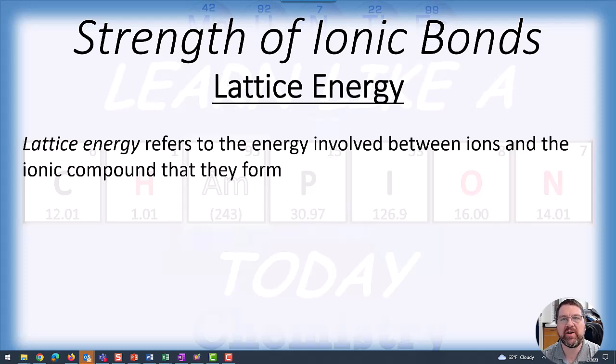And so if you think about an ionic compound, remember that you have a certain ratio of positive cations to negative anions. And rather than having finite individual molecules like we have with covalent compounds, your ionic compounds form more of a network, and it continues on in all different directions in that ratio. And so the lattice energy refers to the energy that's going to be involved between the ions of that ionic compound that they form. Now, it can be measured in a couple of different ways.